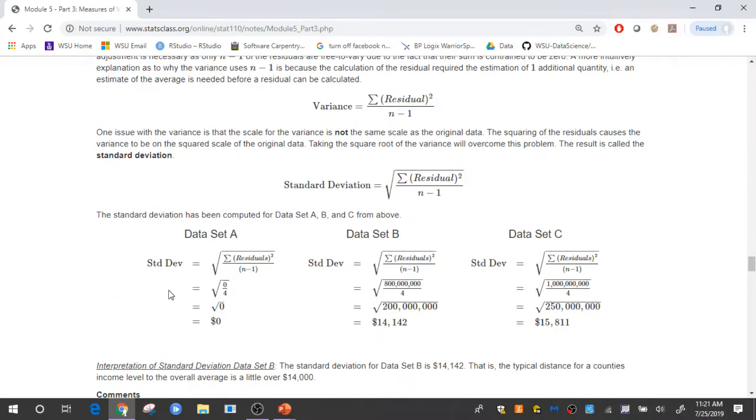So let's look at the standard deviation for data set A. Standard deviation for data set A, again, is going to be 0. And it's 0 because data set A does not have any spread in it. Data set B, when I use the standard deviation, is at 14,000 now. So the average distance to the middle under data set B is 14,000. And for data set C, it's slightly larger at 15,000. Notice that the standard deviation is indeed on the same scale as the data here. So this is dollars. That 250 billion that I have inside of that square root is on the dollar squared scale. So that's why we're taking that standard deviation.